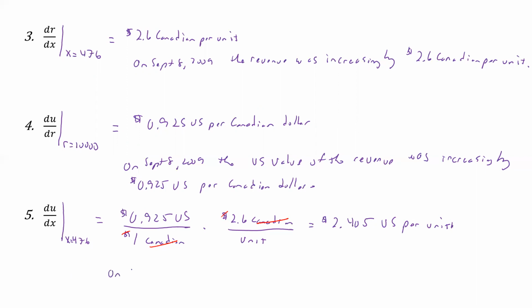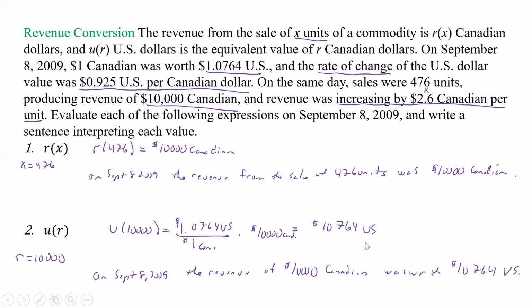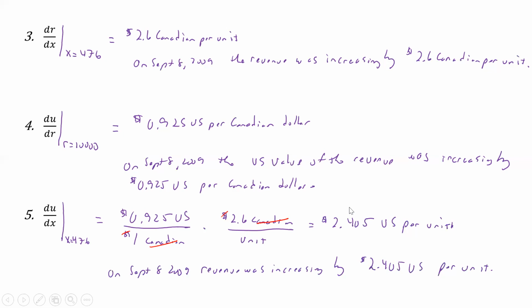And so we can say that on September 8th, 2009, the revenue was increasing by 2.405 US per unit. Now we know the increase per unit in US, and before, we knew the increase per unit for Canadian, so now we've got that whole conversion rate figured out. Okay, so let's stop there and we'll come back for more.